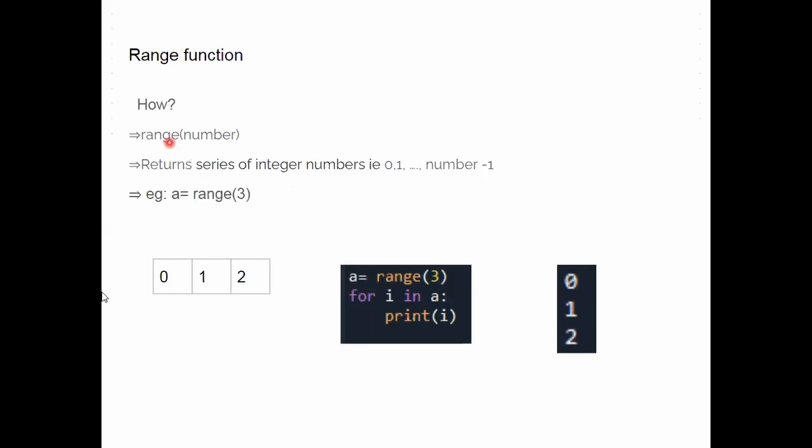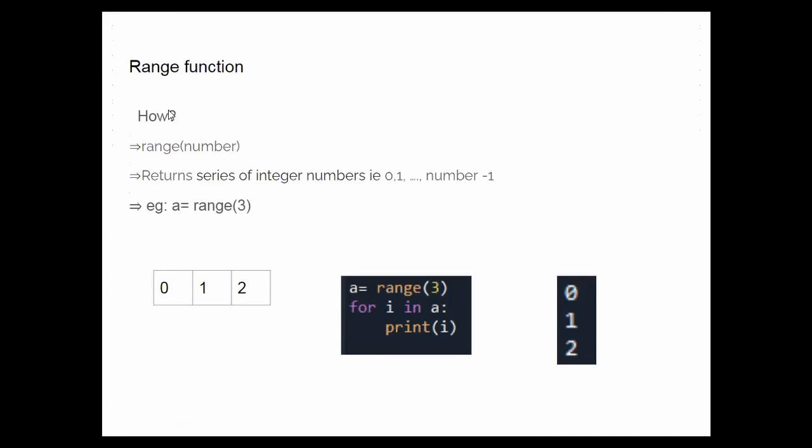Now, in order to access all the elements of the list individually, the len method is used, plus the range method is also used. What is the format of the range method? We are going to write range and a number, till what number you want the sequence of numbers to be generated. So what will the range function do? It will return a series of integer numbers.